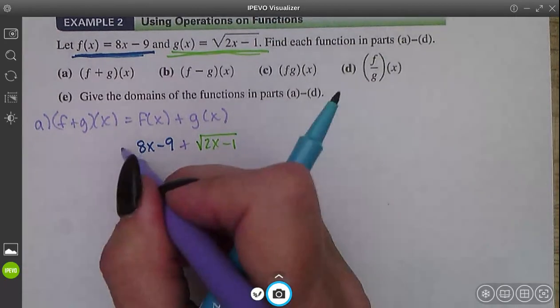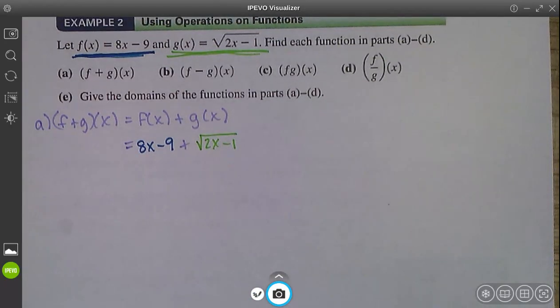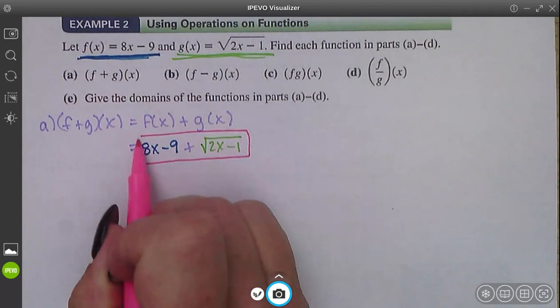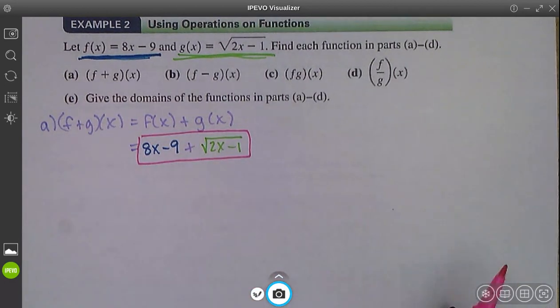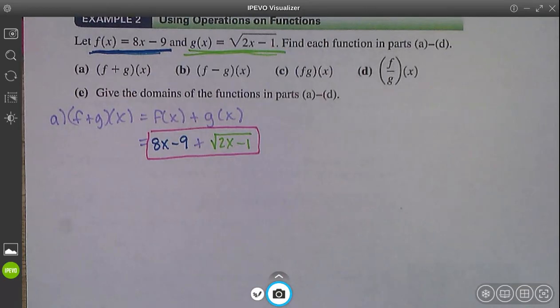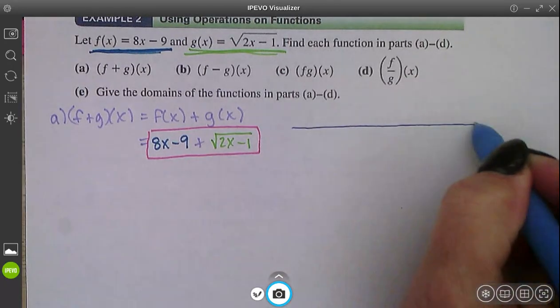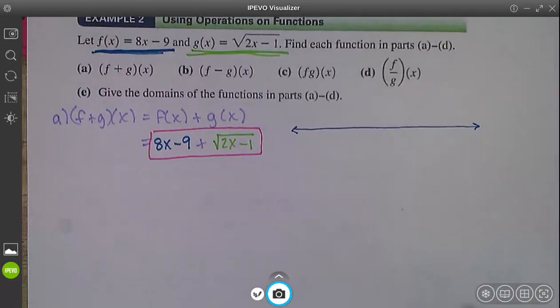Nothing in here is a like term, so I cannot combine it. So I'm just going to have to leave my answer like that. That is the answer for f plus g of x. That's it. That's all I can do. But I want to look at the domain for f plus g of x. In order to do that, I need to figure out the overlap between the domains of f of x and g of x. So we have to go back to how to figure out domain from previous sections of chapter 2.